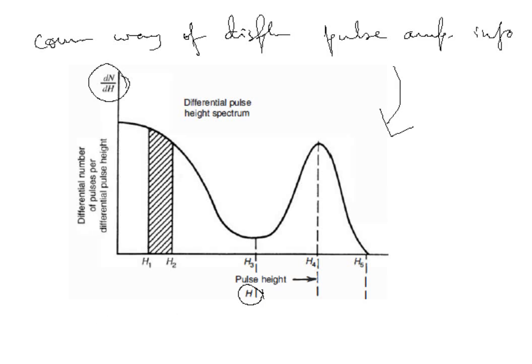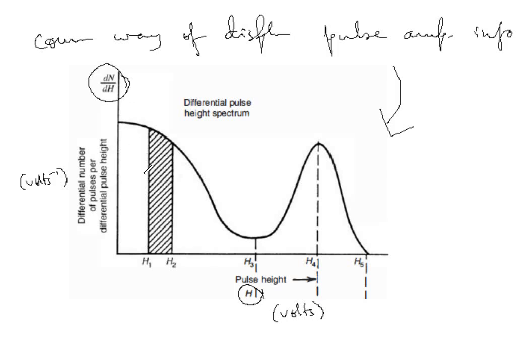Now what do we get from this? The horizontal axis has the units of volts. What about the vertical axis? This will have the units of inverse volts, number divided by amplitude.